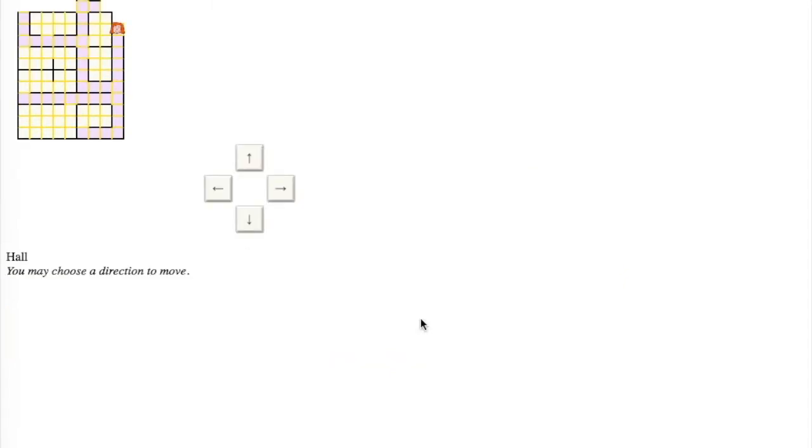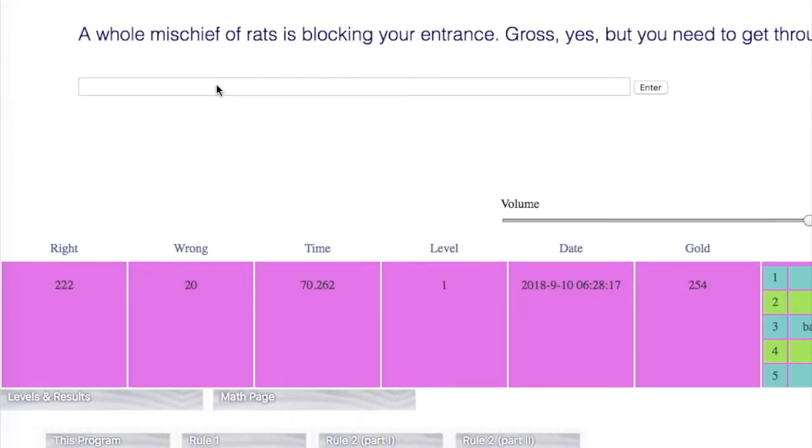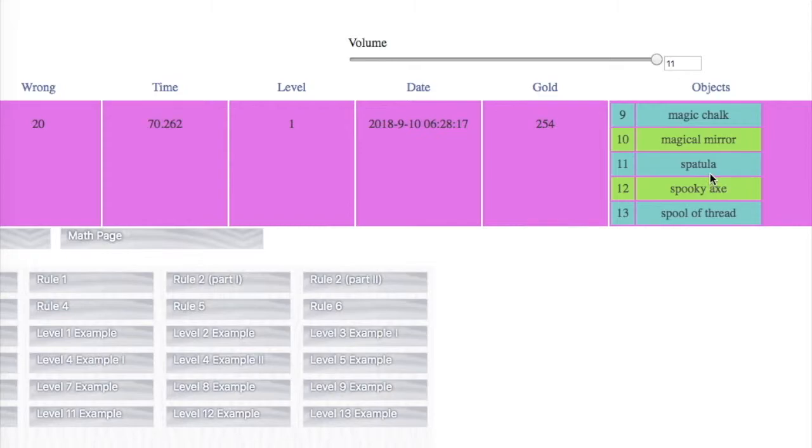I know that I have a room right here. And it says a whole mischief of rats is blocking your entrance. Gross, yes, but you need to get through. This is a locked door. I can go and look at my magical objects. I've got a whole bunch of them. So I have a spool of thread, a spooky axe, a spatula. I don't think a spatula would be great use against rats.